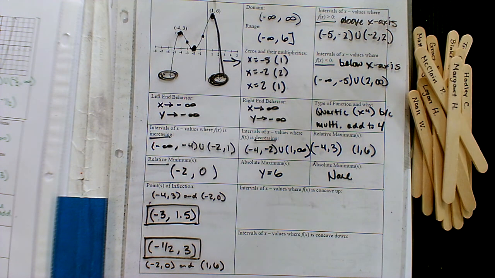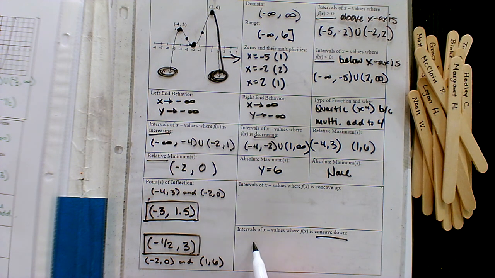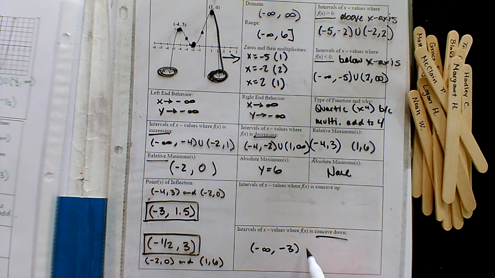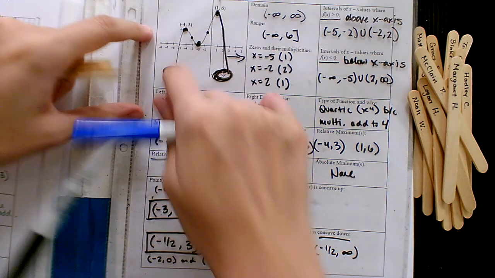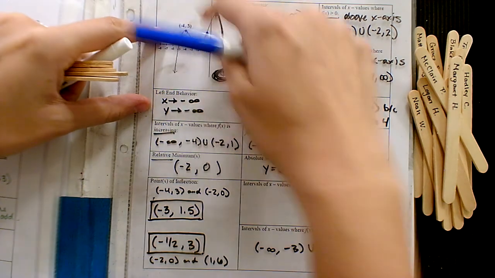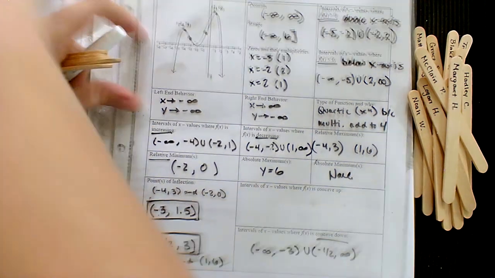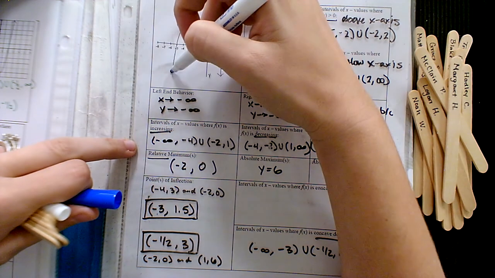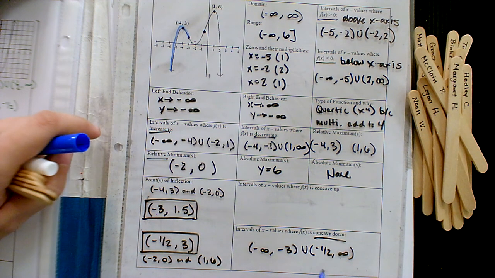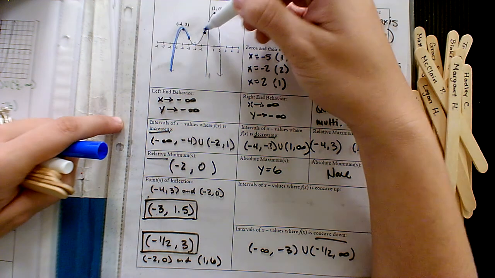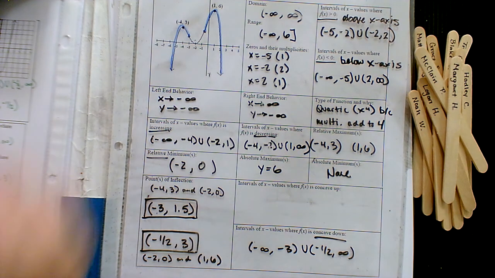Maggie. I'll do intervals where it's concave down. Go ahead. Negative infinity to negative 3, negative 1/2 to infinity. All right, so maybe we'll label those on the graph. So intervals of concavity, we have to pay attention to those points of inflection. So Maggie said negative infinity to negative 3. That's this interval. Notice how it's an upside down U, fits that description. And then negative 1/2 to infinity. Looks like we have an upside down U as well. Looks good.